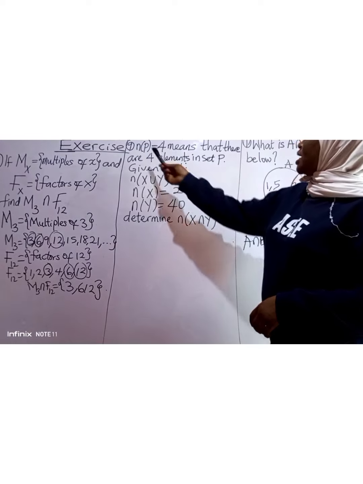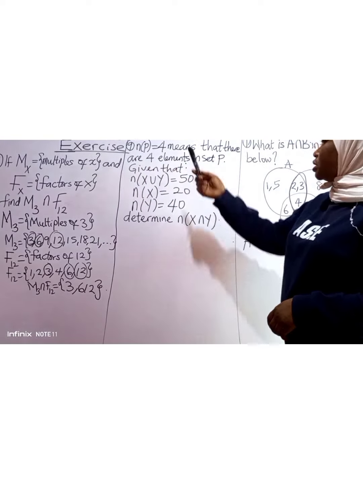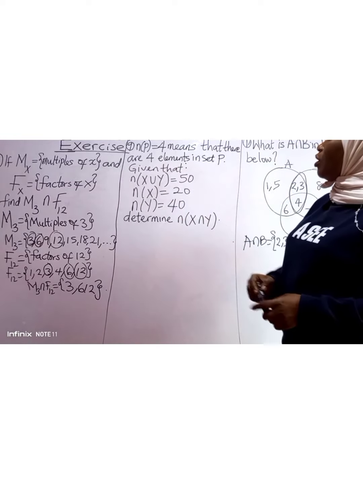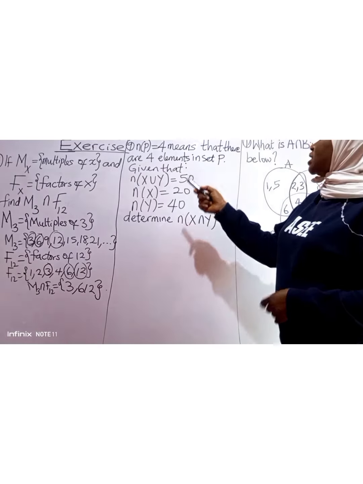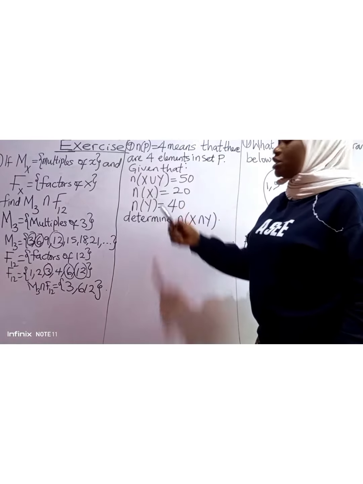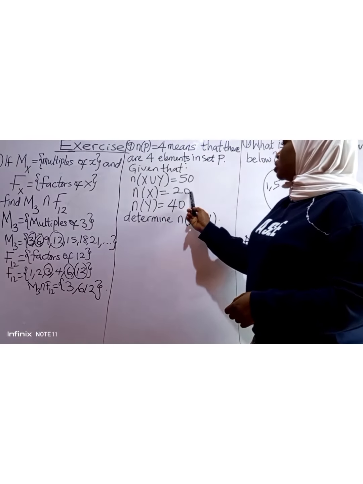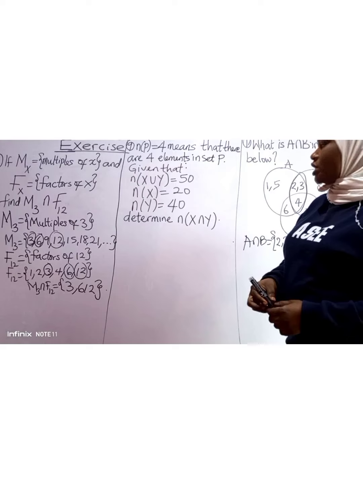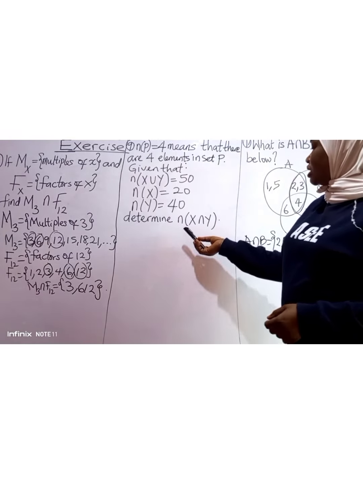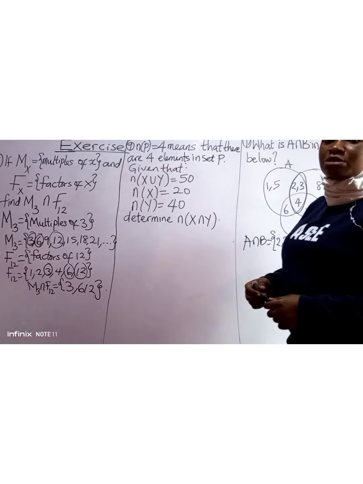Question 9 says, cardinality of P is equal to 4 means that there are 4 elements in set P. Given that cardinality of X union Y is equal to 50, cardinality of X is equal to 20, and cardinality of Y is equal to 40, determine cardinality of X intersect Y.